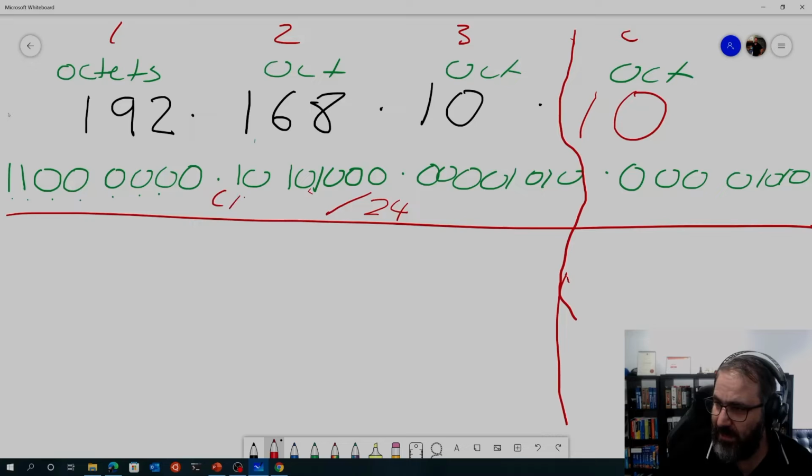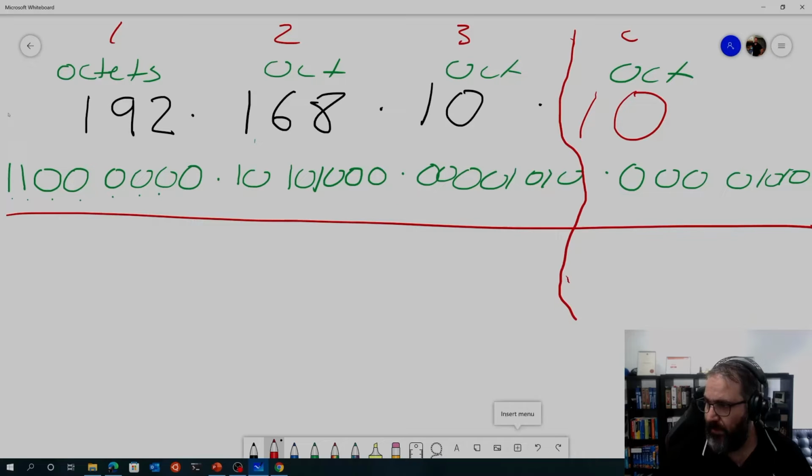This is called CIDR notation. Just put it on the side, write it down, and we're going to come back to this. We're going to use this a lot a little bit later on down the track. Be ready for it, because we've counted 24 bits, and that's called slash notation, or CIDR.